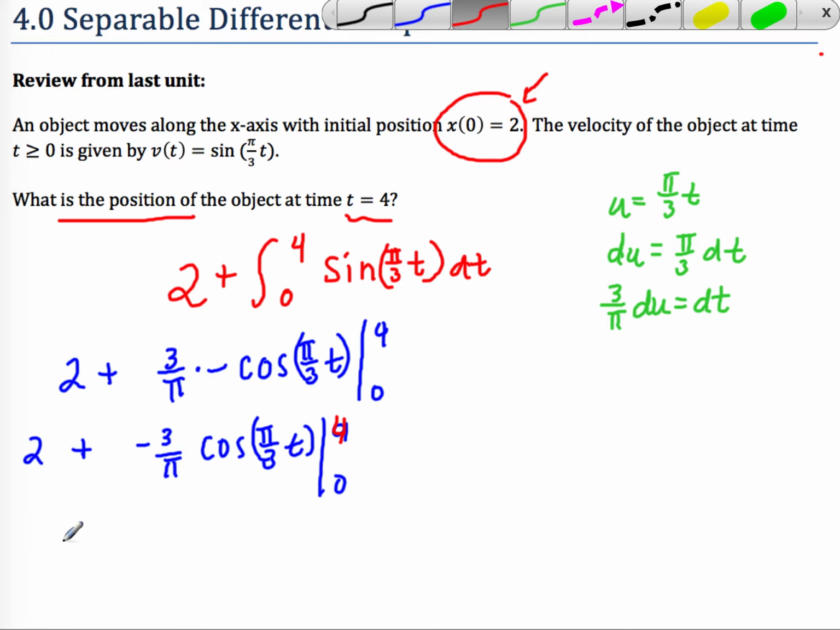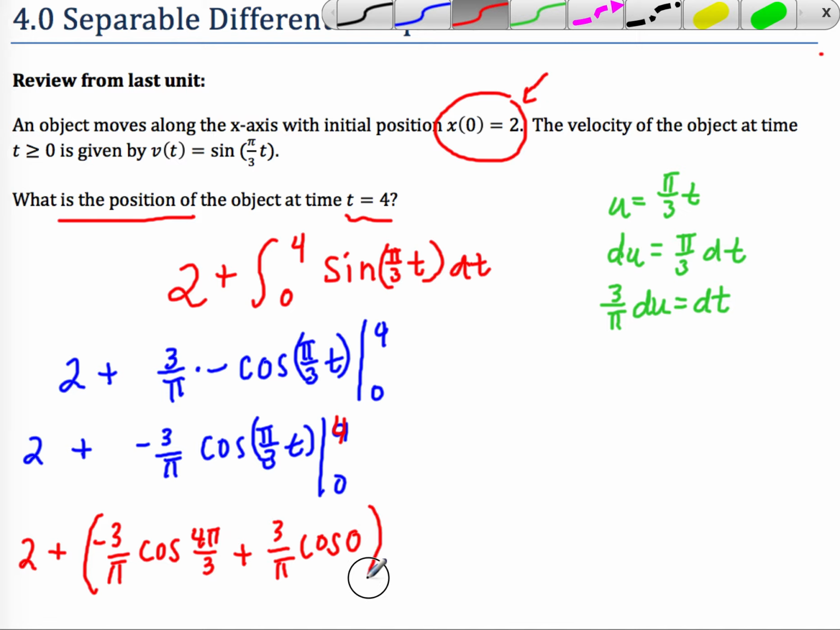So we'll evaluate it first at 4. So we do 2 plus negative 3 over pi cosine, and that would be 4 pi by 3. And then from that we subtract. If we're going to subtract a negative, it becomes plus 3 over pi cosine, and this whole expression times 0.